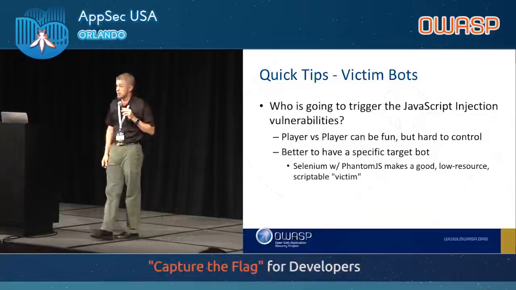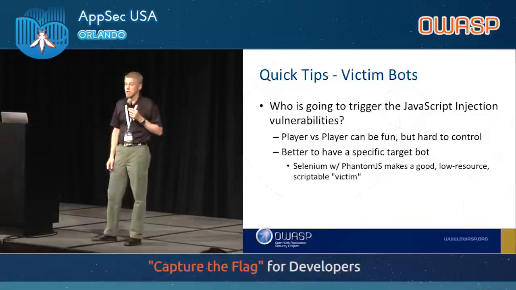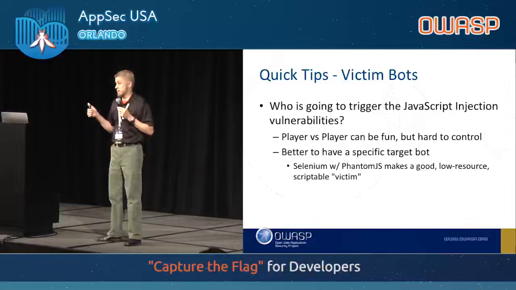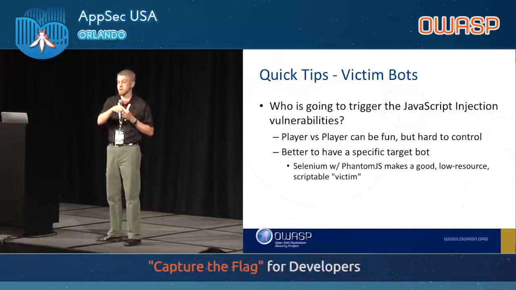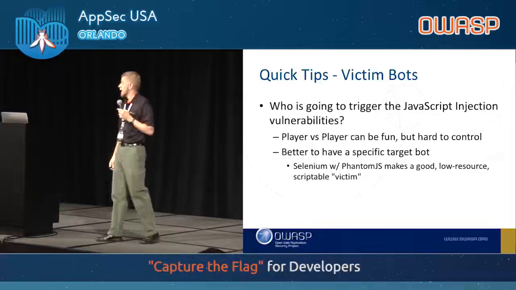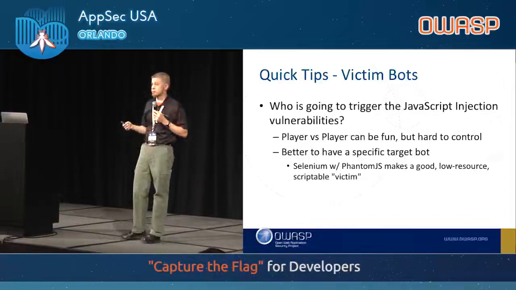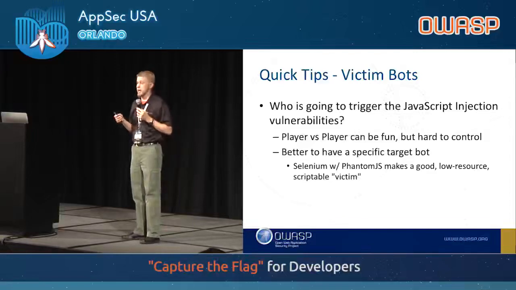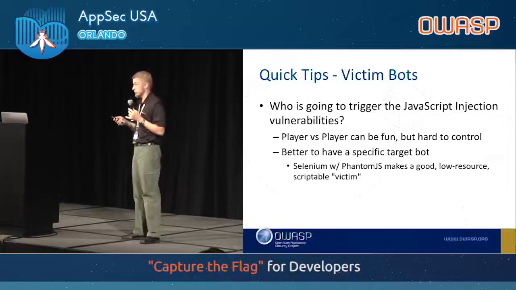Another quick tip here, if we're talking about JavaScript injection, one path for gameplay is to exploit your neighbor, right? I want to steal his session token, right? But that can be really hard. That can carry a lot more consequences with it than you may expect. We'll talk about consequences in the next slide. So I find it very useful to set up a bot. And the purpose of the bot is to trigger these JavaScript injection vulnerabilities.